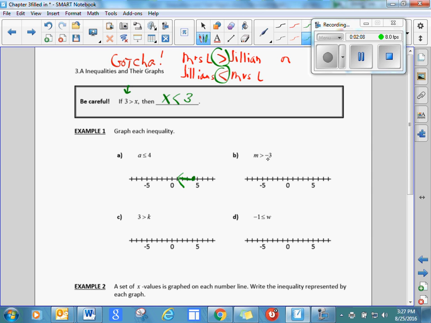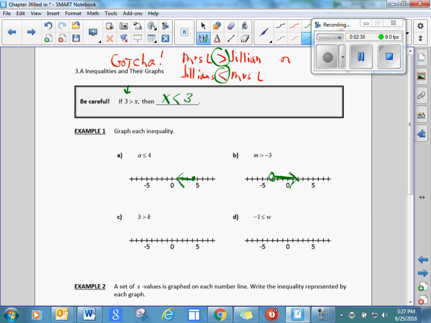B, I find negative 3. That's my target number. 1, 2, 3. There he is, negative 3. Uh-oh, just made a mistake. Let me get my eraser. My circle needs to be open, because there is no line underneath the inequality symbol. So I find negative 3, again I leave my circle open, and I want all the numbers that are larger than negative 3. So we're going this way.